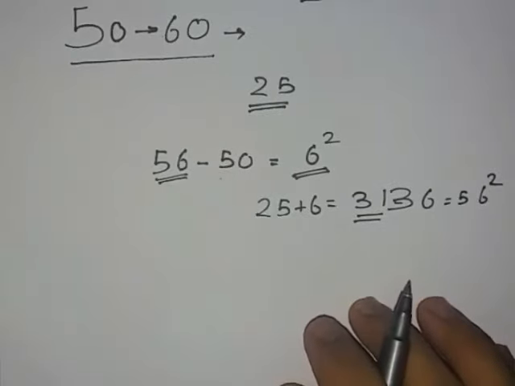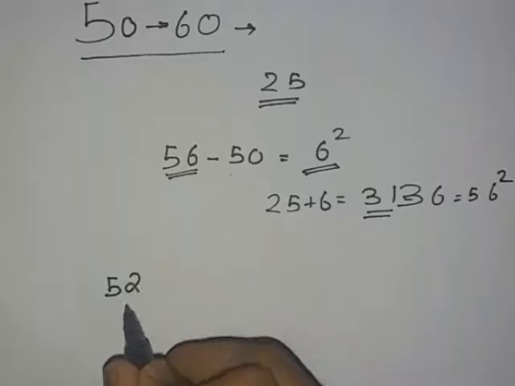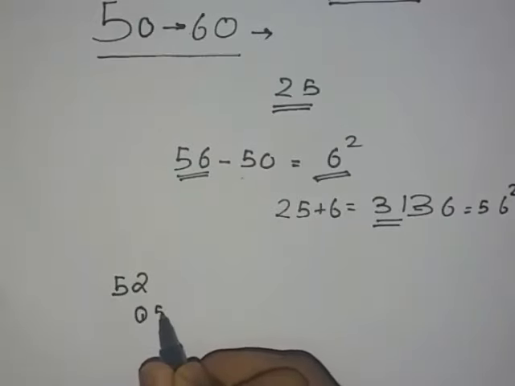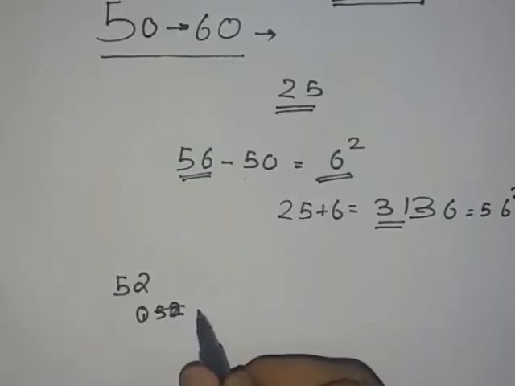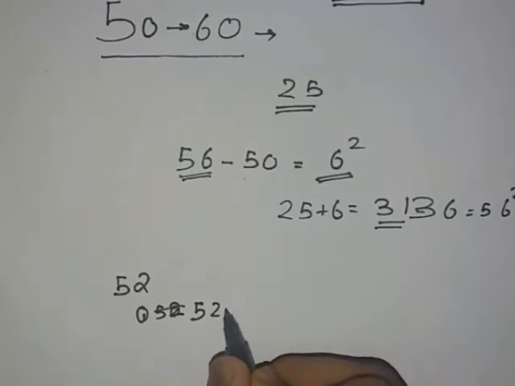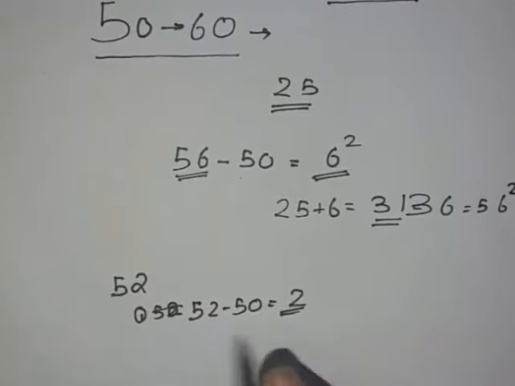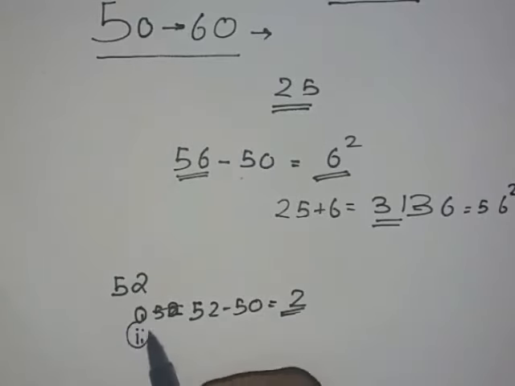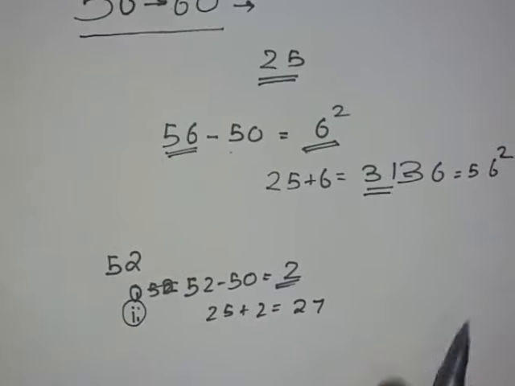Now taking another example for your better understanding, let's take 52. So first step, subtract 50 from that number. 52 minus 50 equals 2. We get the number 2. Then what would be the second step? Add it to 25. 25 plus 2 equals 27. Here our second step is complete.